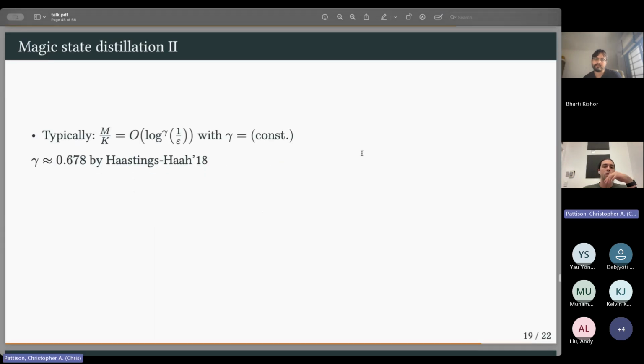And this relates to a long open conjecture about the asymptotically achievable rate for magic state distillation. You may be aware of this work of Hastings and Haah from 2018, where the rate of input states to output magic states was polylogarithm in 1/epsilon with this power.